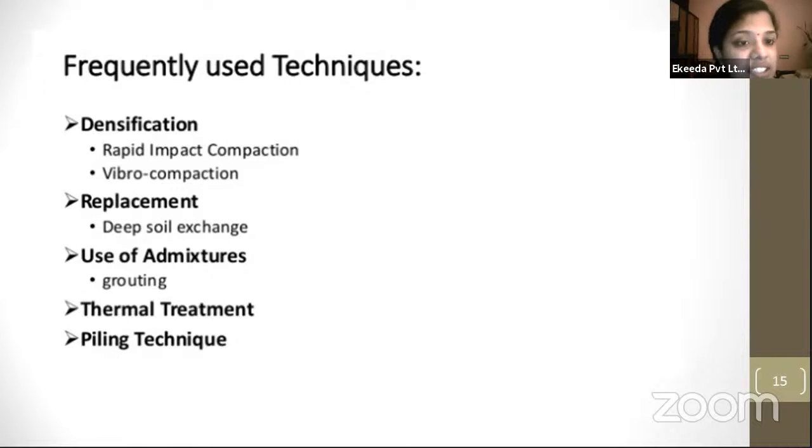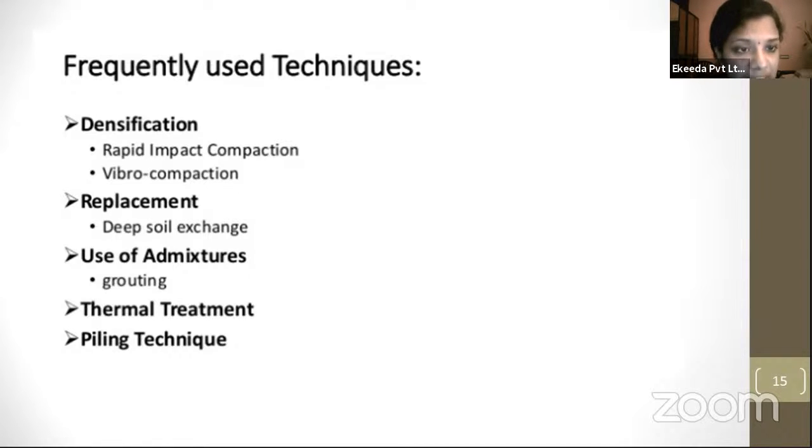Frequently used technique is densification, that is a rapid impact compaction. That is, we are compacting the soil using some equipments or machines. We are compacting it and thereby densifying the voids or eliminating the air from the void so that its density increases. Next is vibro compaction. We are using vibrators to compact the soil. So using all these techniques, we can densify the soil.